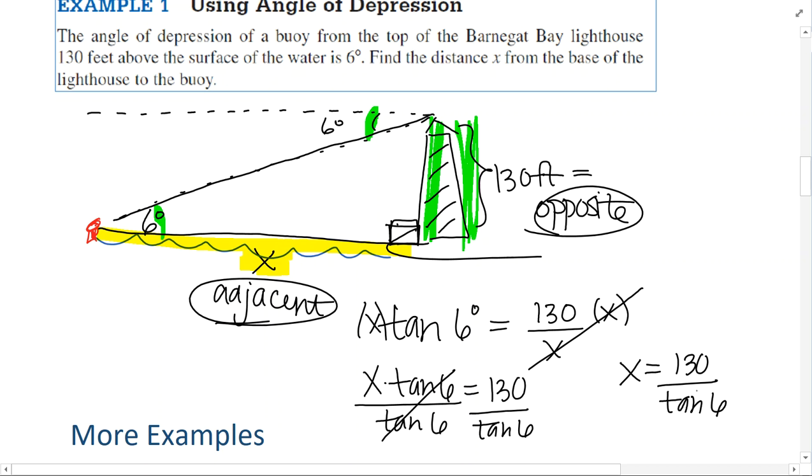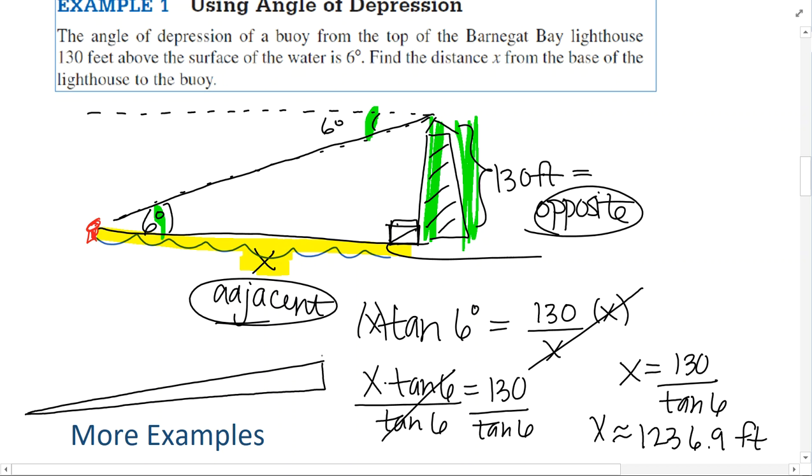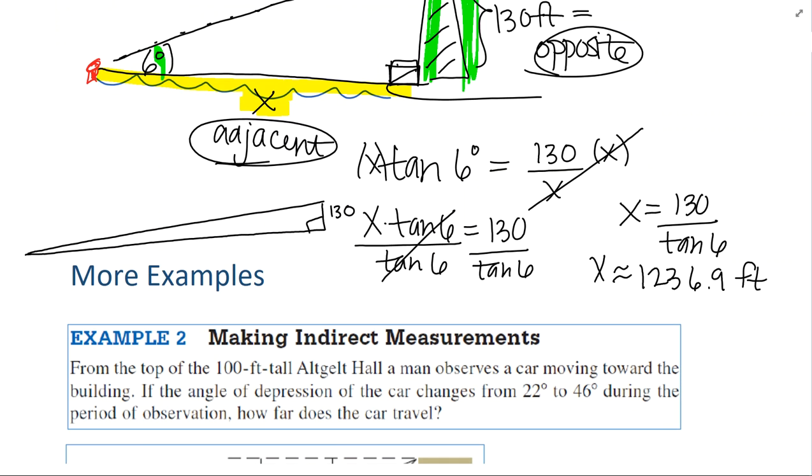Punch that into your calculator, and we get that x is approximately 1,236.9 feet. If that seems like a really big number, it's in the thousands. 6 degrees is super skinny. And so if this is 130, maybe that'll give you a better understanding of why this is nearly 10 times the length. Okay, let's look at a couple more examples.